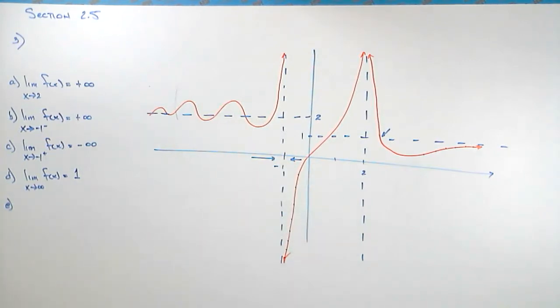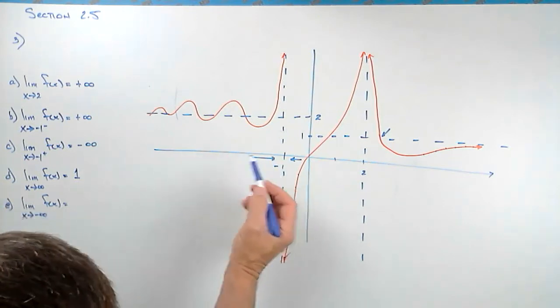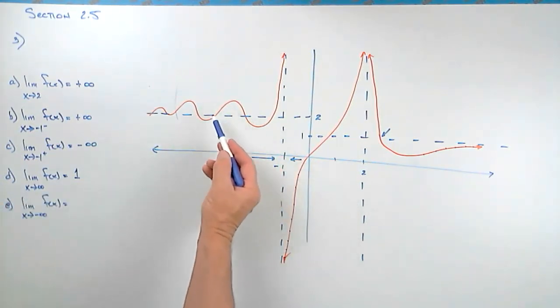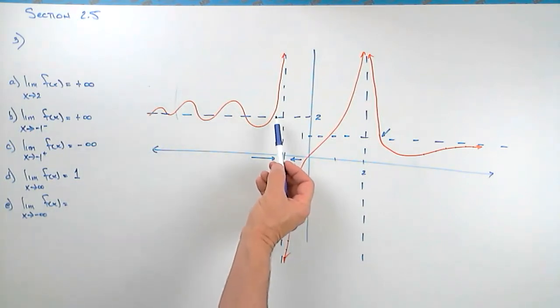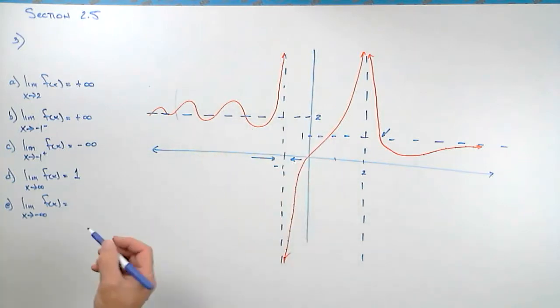Part E says, what is the limit as x approaches negative infinity of f of x? And as we approach negative infinity, x is getting smaller and smaller without bound, our function oscillates around the line, back and forth across the line, y equals 2. So that's our horizontal asymptote.